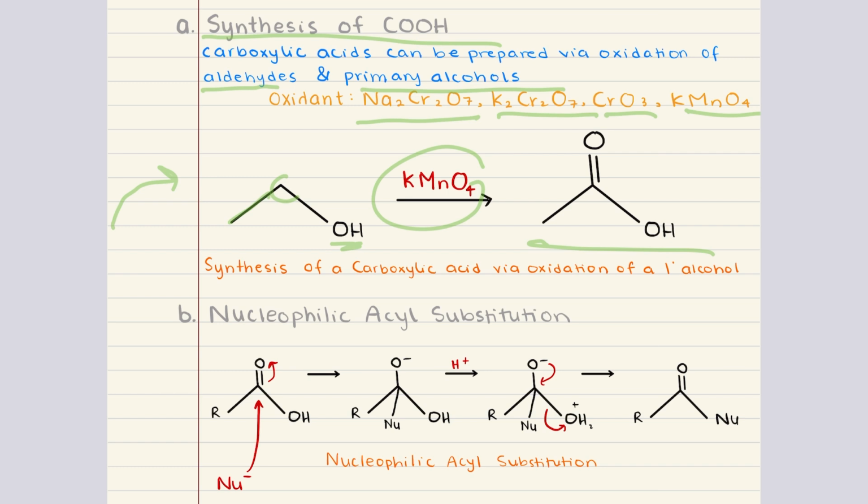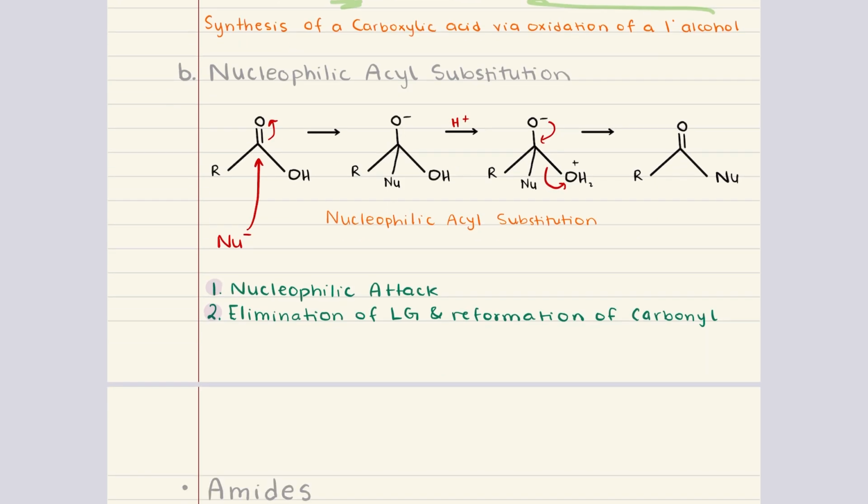In addition to alcohols, aldehydes, which already contain a carbonyl group, can be oxidized directly into carboxylic acids using the same strong oxidizing agents we just covered. Now let's move into another very important reaction pathway for carboxylic acids, and that is nucleophilic acyl substitution. Carboxylic acids and their derivatives commonly undergo nucleophilic acyl substitution reactions. In these reactions, a nucleophile attacks the carbonyl carbon, and that leads to substitution of the leaving group.